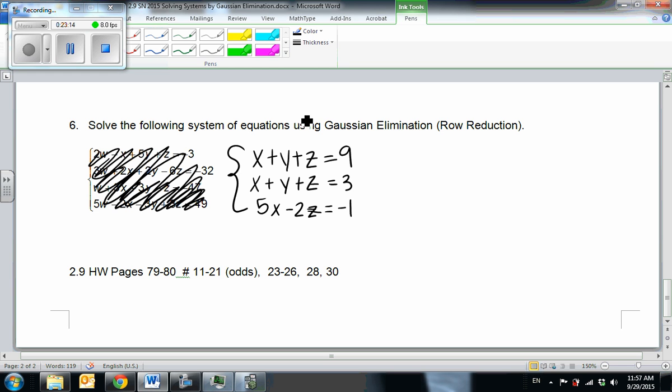All right, let's set up our augmented matrix here. We're going to have 1, 1, 1, 9. Then we're going to have 1, 1, 1, 3. Then we're going to have 5. How many y's on that bottom row? 0, -2, -1. All right, I want you to go ahead and enter this into your calculator. Even if you already know the answer, I want you to go ahead and enter this into your calculator because I want to show you what it looks like on your calculator. Okay?